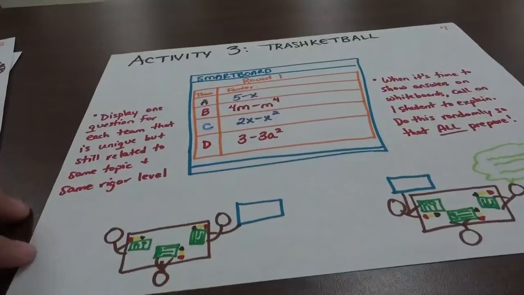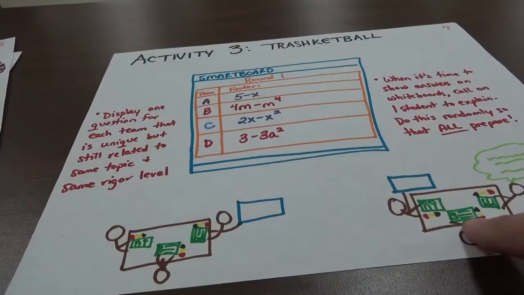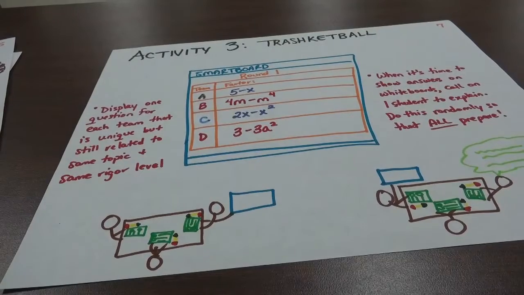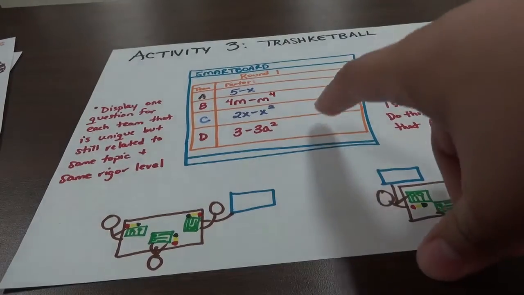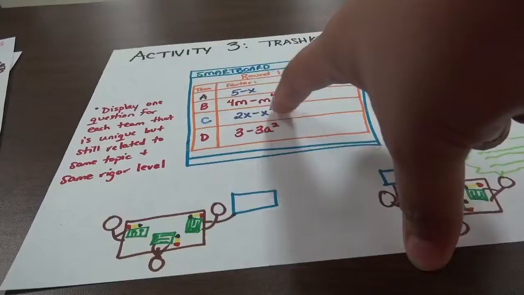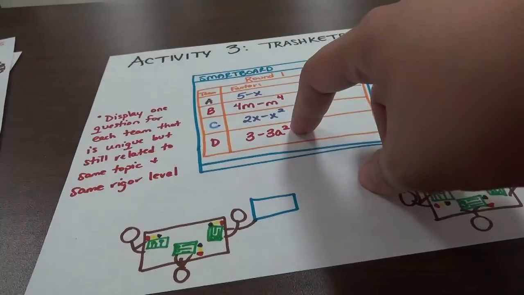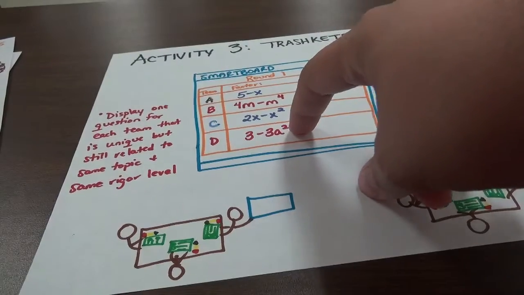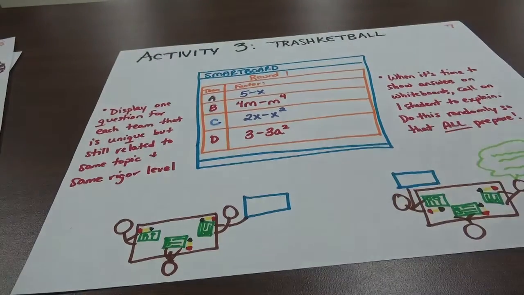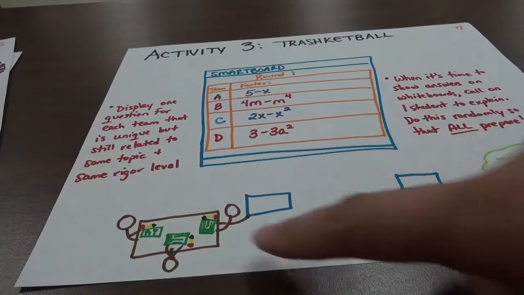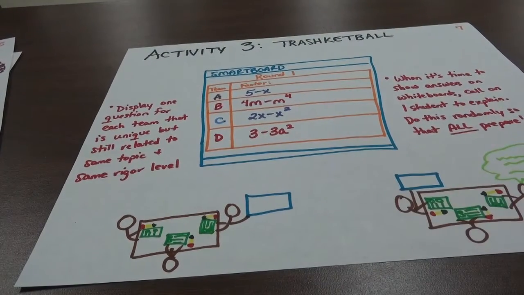For Trashketball, once students are in their teams, they each have their own paper and pencil, and may have a whiteboard for each team so they can display their answers. You want to display one question that's unique to each group. It still needs to be related to the same topic, and it needs to have the same rigor level so that the teams feel like it's fair. When it's time for teams to show their answers on the whiteboards, you can call on one student to explain. Do this randomly so that every single team has to worry about their members knowing how to properly explain it.